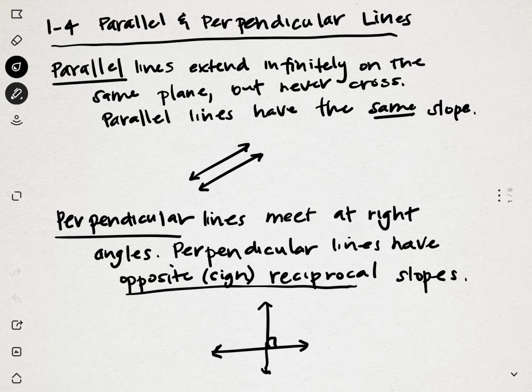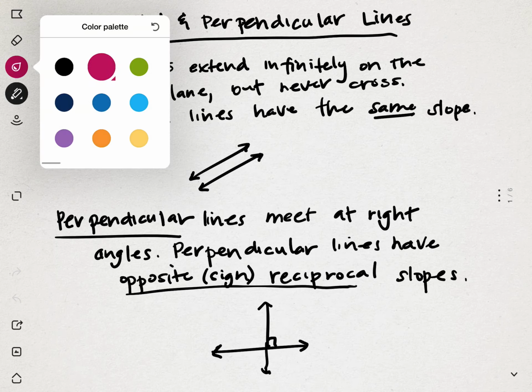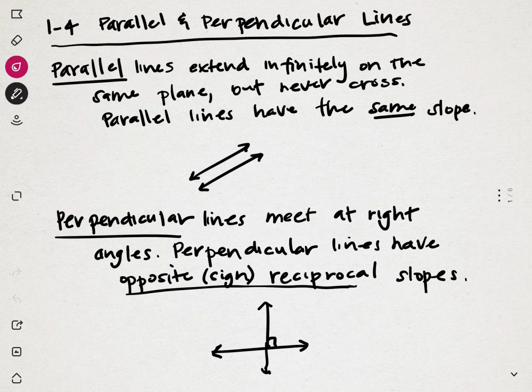Okay, we're going to be talking about parallel and perpendicular lines. Parallel lines are lines that extend infinitely but never cross. So if you look at this example here, these two lines, the arrows say that they're extending on past what we just drew infinitely, and they will never cross.